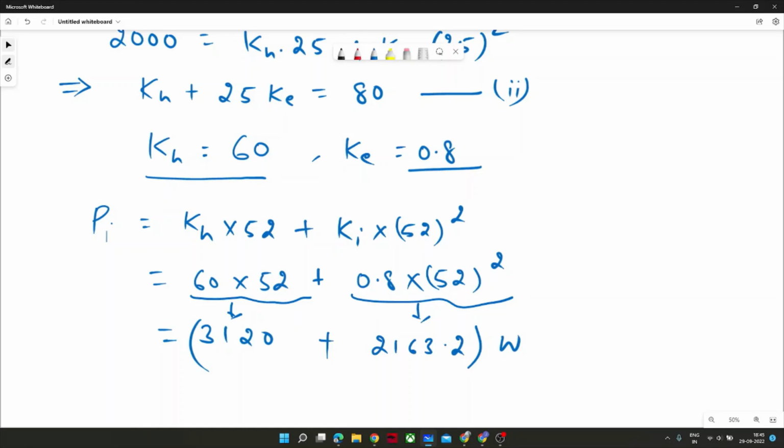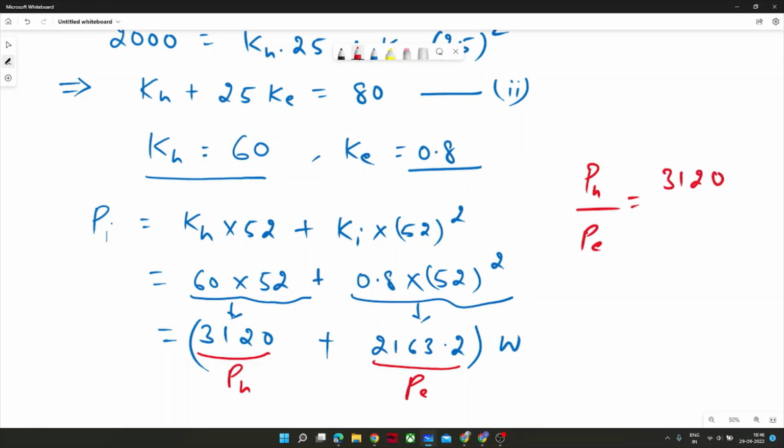We were asked the ratio of hysteresis to eddy. So this is hysteresis, this is eddy. PH by PE is equal to 3120 divided by 2163.2, and its ratio would come out to be 1.4423.